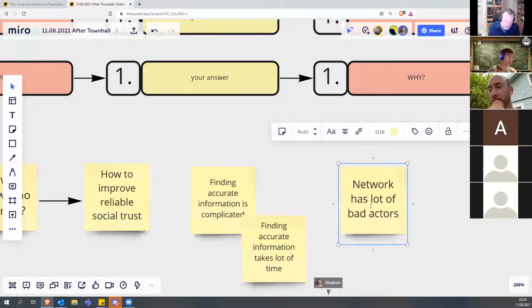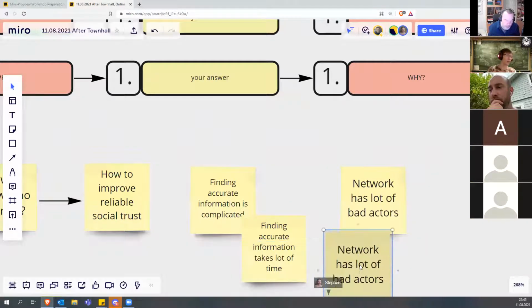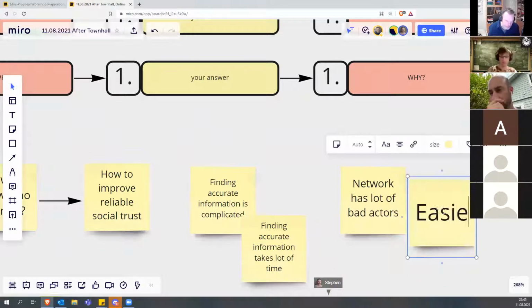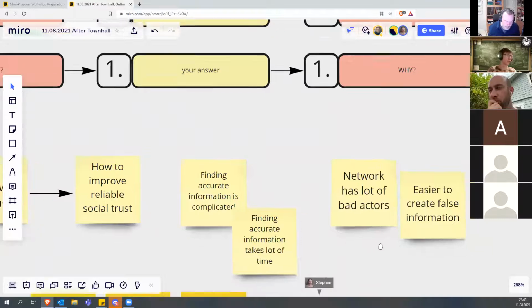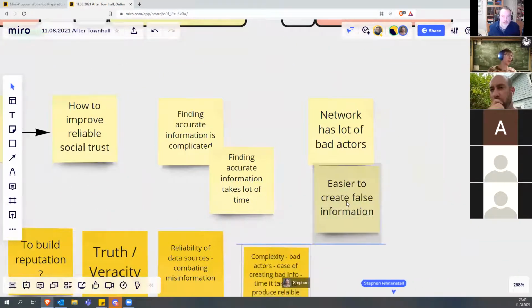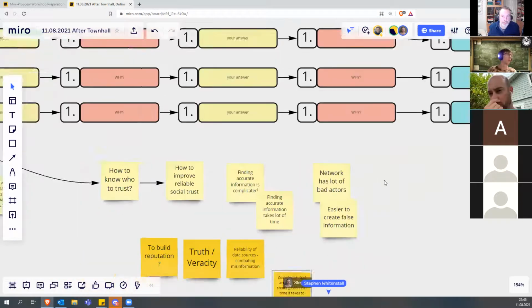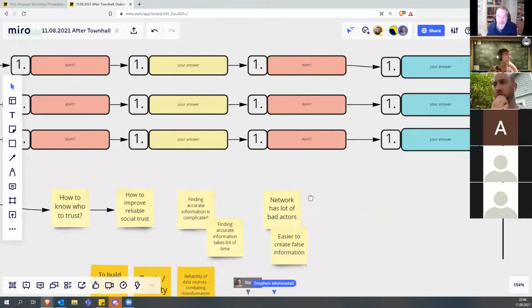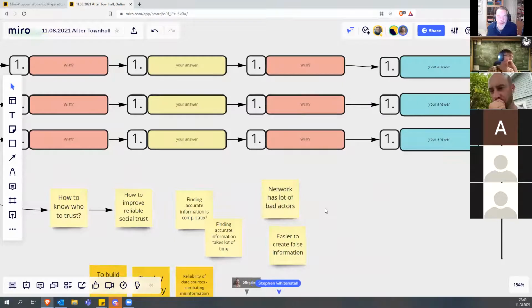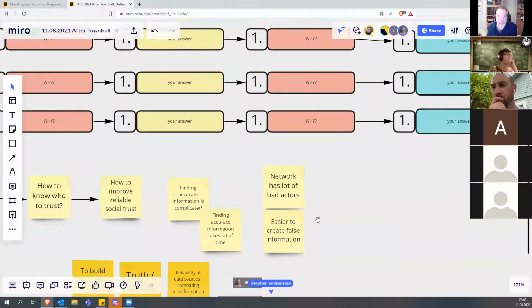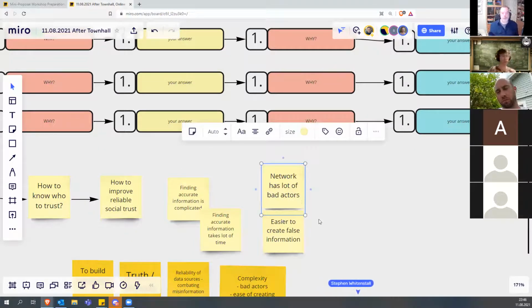Bad actors. Easier to create false information. And there was a third thing I kind of missed. The time thing, I kind of have it. Yep. So now, can we use this information to write the problem statement? In IdeaScale we have 140 characters for the problem statement, so it's hard to fit both of these things, but maybe we could.